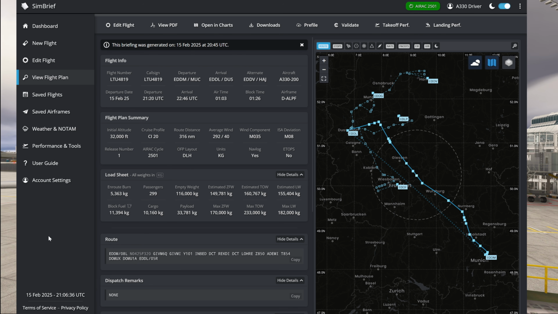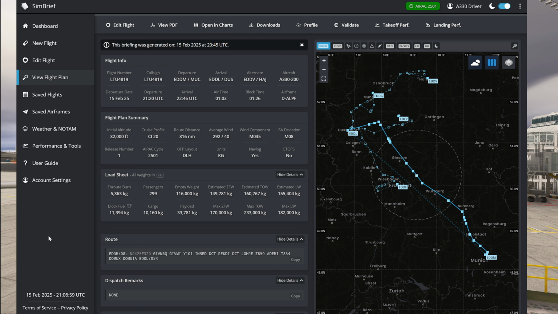Today we're flying the LTU flight 4819 from Munich to Düsseldorf on the A330-200. Yes, that is a real-world flight that they used to operate. And we are just about in the preparation stages in the briefing room. Over here we are gathering our material and we are checking what exactly we are going to do today.